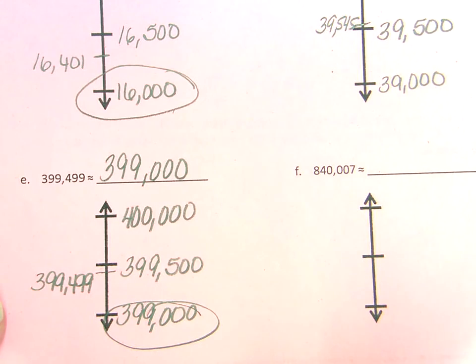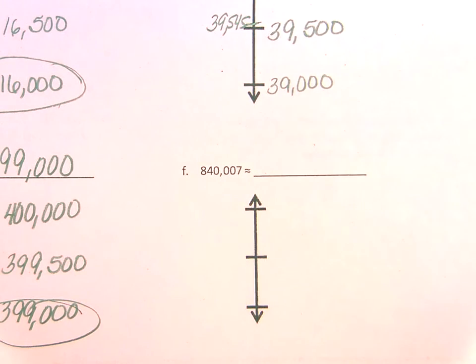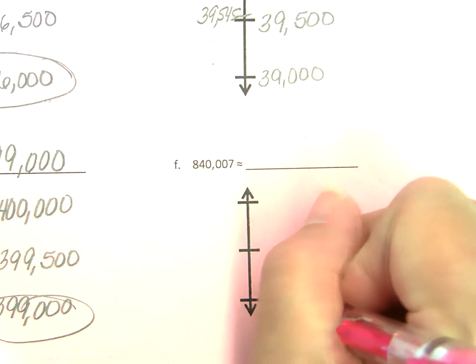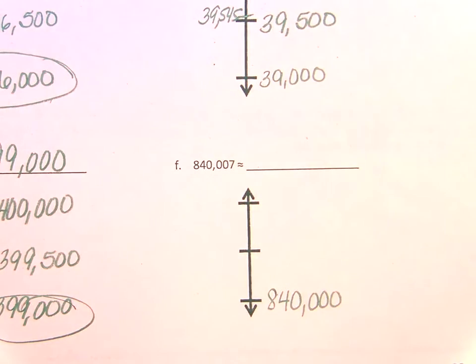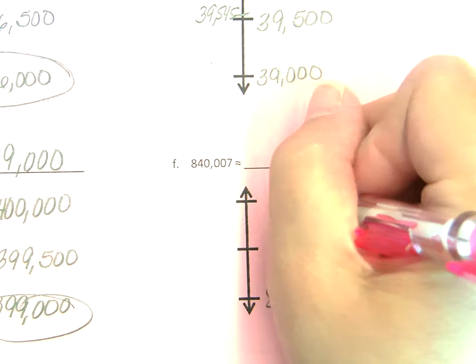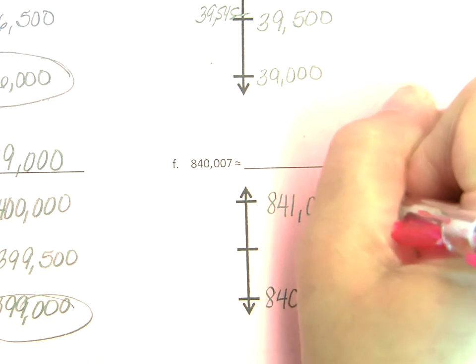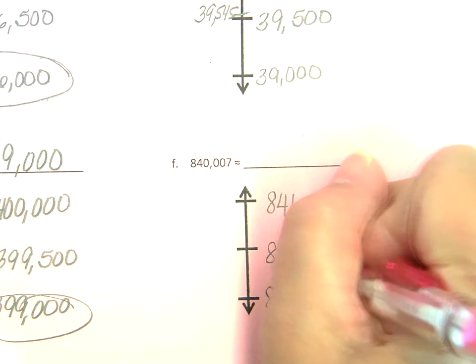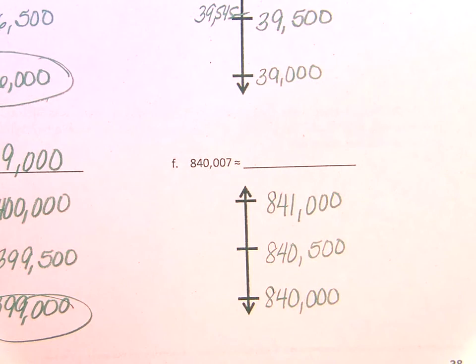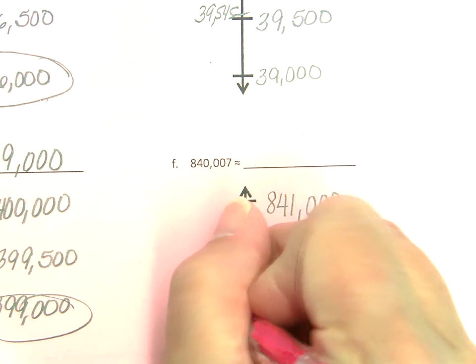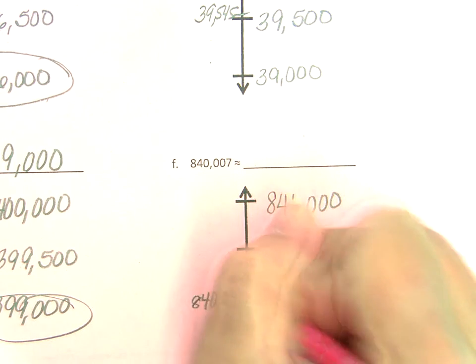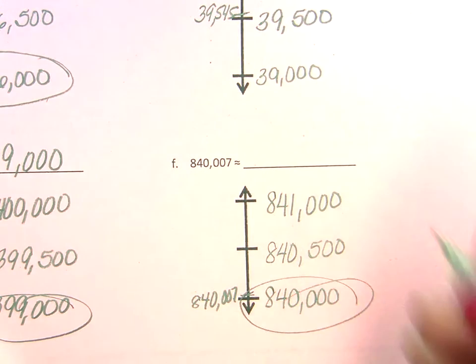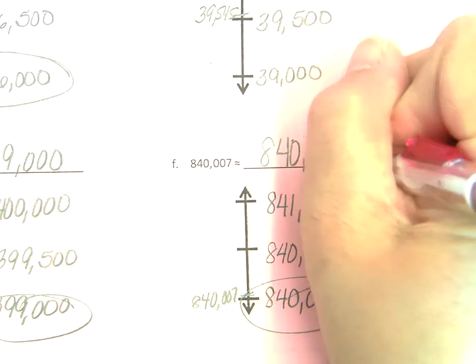Okay. 840,007 is our next one. If we were counting by thousands, 841,000 would be our next thousand. And our midpoint is going to be 840,500. Our number is 840,007. That is going to be just above our 840,000. So we are going to round it to 840,000.